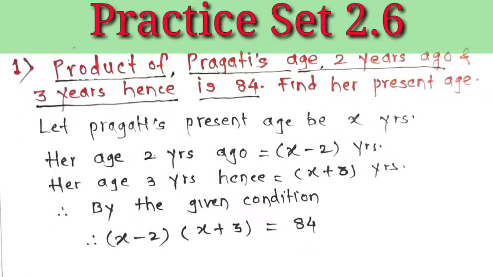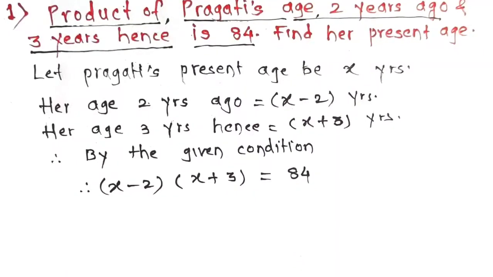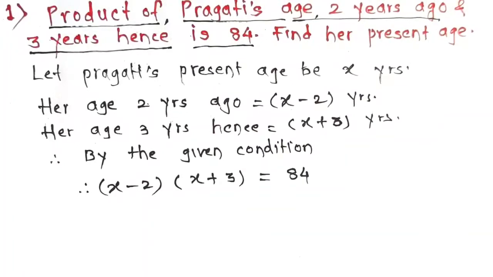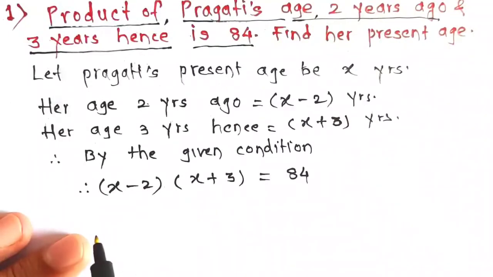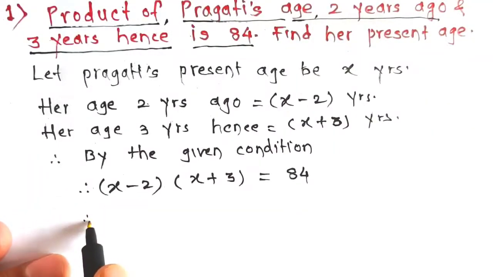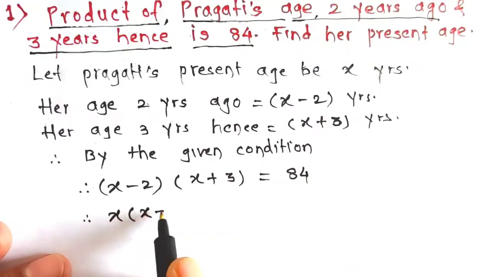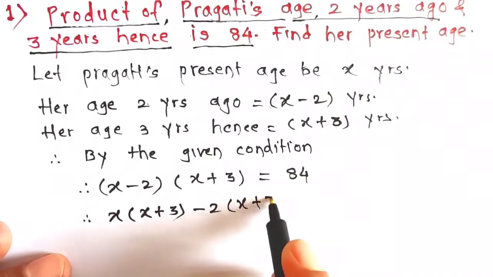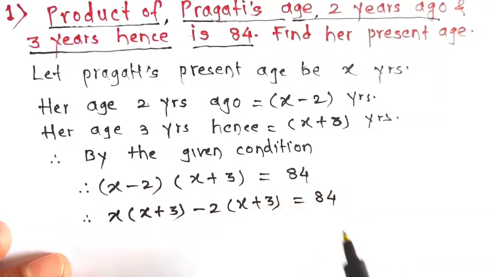So after this, solve this sum by using different methods. You know here that the completing square method is deleted, so we can use the factorization method or the formula method. Mostly use the factorization method, not the formula method, because that is easy. Or you can use the formula also. So open the brackets. How to open the brackets? This first term multiplied by the whole second bracket, minus this second term multiplied by the whole bracket is equal to 84.